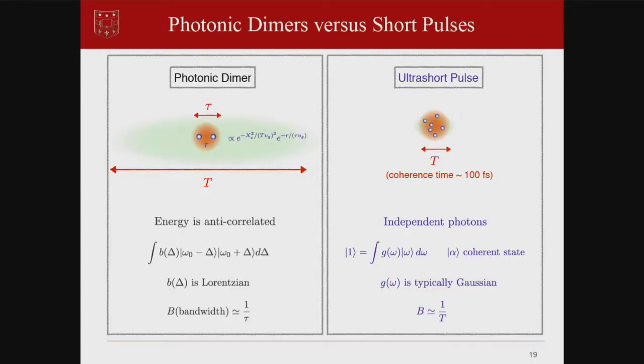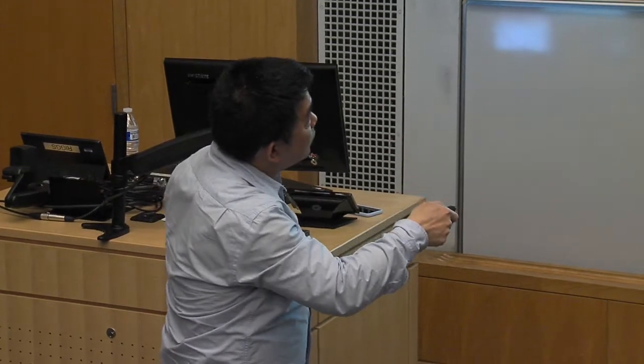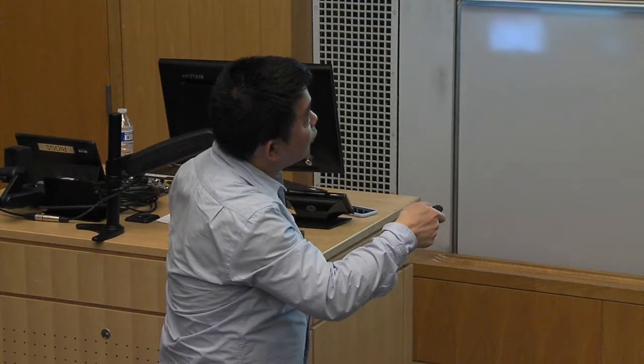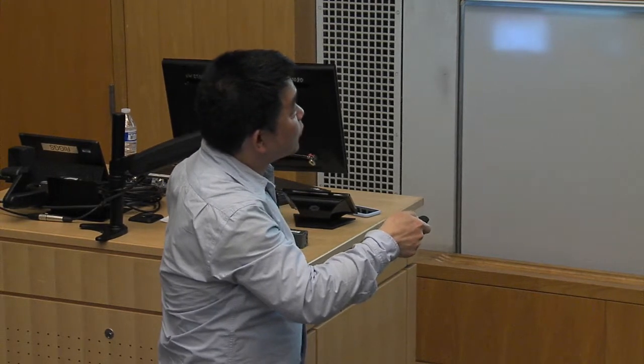For the photonic dimer, the two photons are always collocated, and their energy is anti-correlated, meaning the total energy is fixed, but if one has higher energy, the other will have lower energy. And the spectrum is Lorentzian. It is directly due to the functional form of the relative wave function.